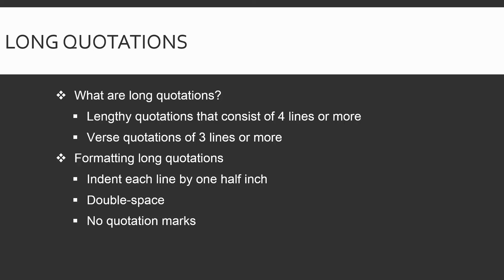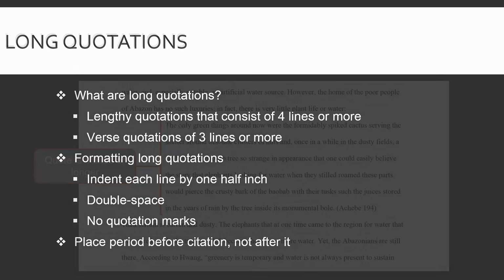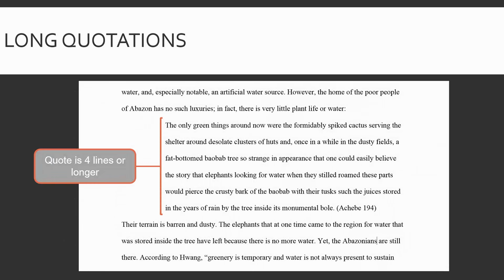In addition, there should be no quotation marks. By indenting the quote, you are signaling to your reader that the information is quoted from another source. And lastly, the parenthetical citation is placed at the end of the long quote after the final punctuation. If the author is stated in the text when introducing the quote, you place the page number in parentheses after the final punctuation mark. Here's an example of a long quote.